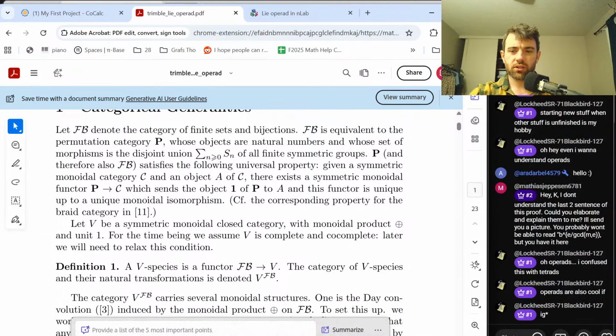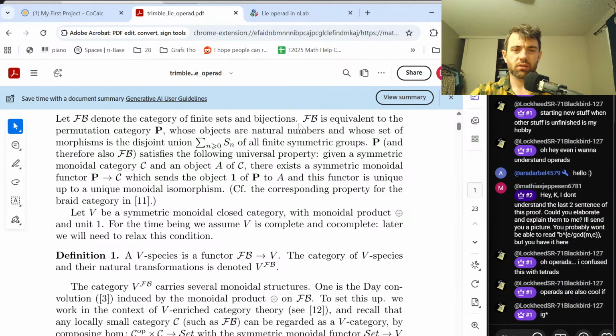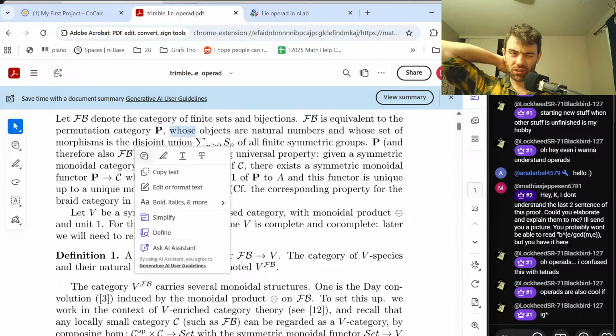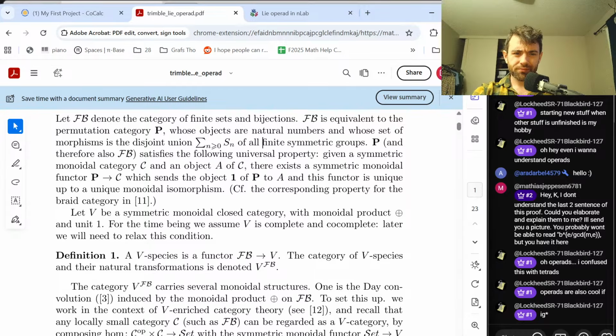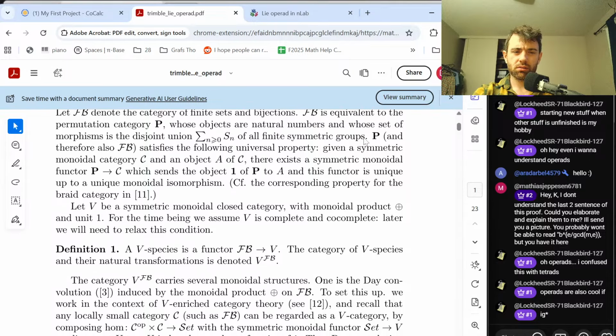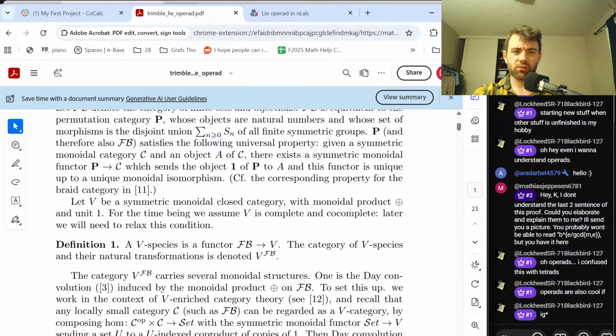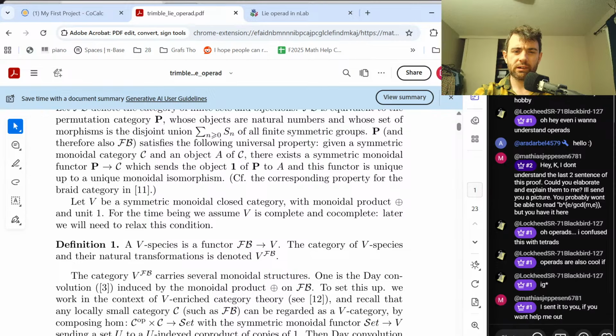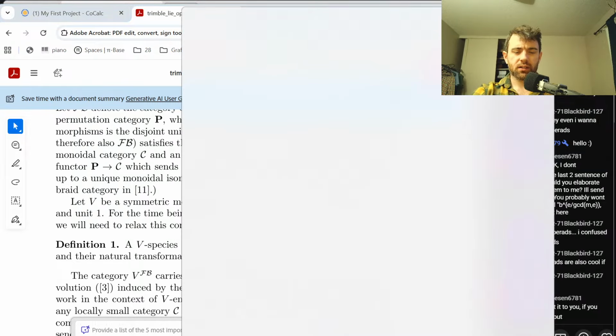Operads and tetrads. I think if you mean like the tetrad operation, I think they're very different things. Oh, it explains it here. The permutation category whose objects are natural numbers and whose set of morphisms is the disjoint union of all finite symmetric groups. Wait, what? Whose set of morphisms is the disjoint union? It seems strange. Okay, let me see.